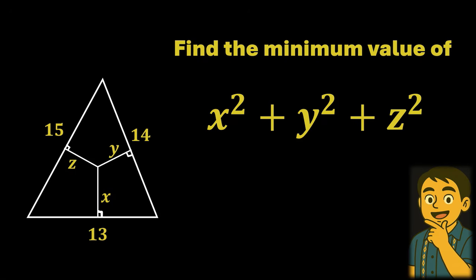We are given a triangle with side lengths 13, 14 and 15, with a point inside the triangle where the distances from the sides are x, y and z respectively, as shown in the diagram. Our task is to find the minimum value of x squared plus y squared plus z squared.